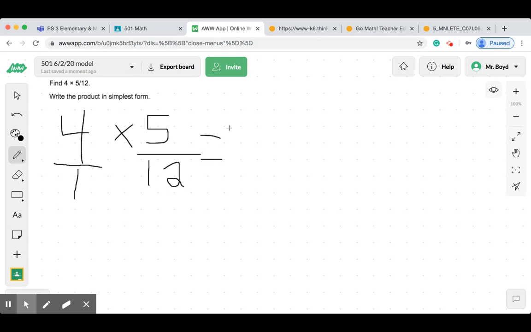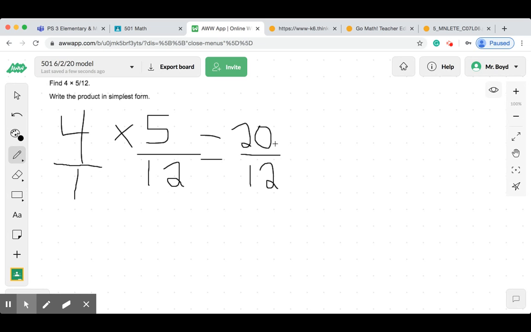So 4 times 5 equals 20, and 1 times 12 equals 12. But we're not done because it says to write the answer in simplest form. And there's 2 ways we can do that. Right now, this is called an improper fraction because our numerator is greater than our denominator. So we can either simplify it and write it as an improper fraction, or we can simplify and then change to a mixed number, and we'll go over both ways.